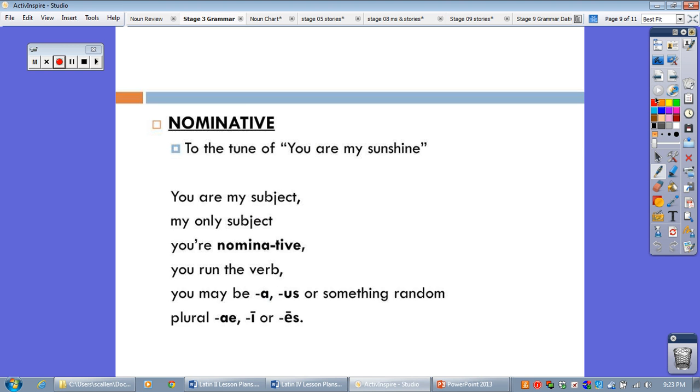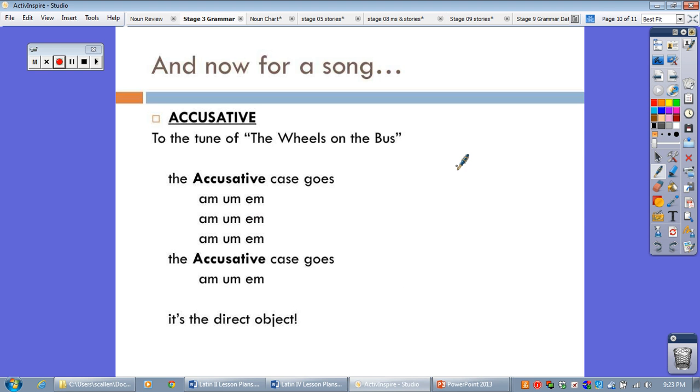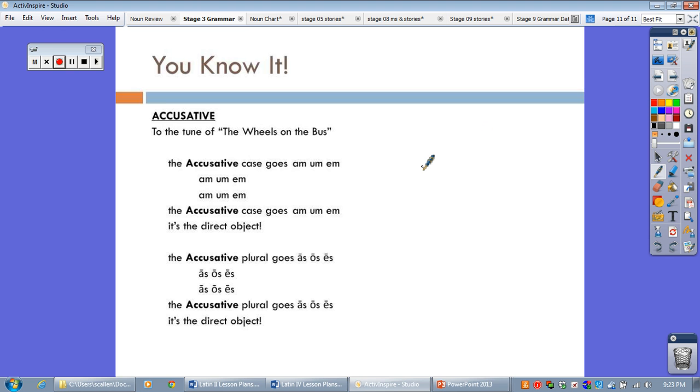And then we had the accusative case, and that goes em, em. The accusative case goes em. It's the direct object. The accusative plural goes os, es.